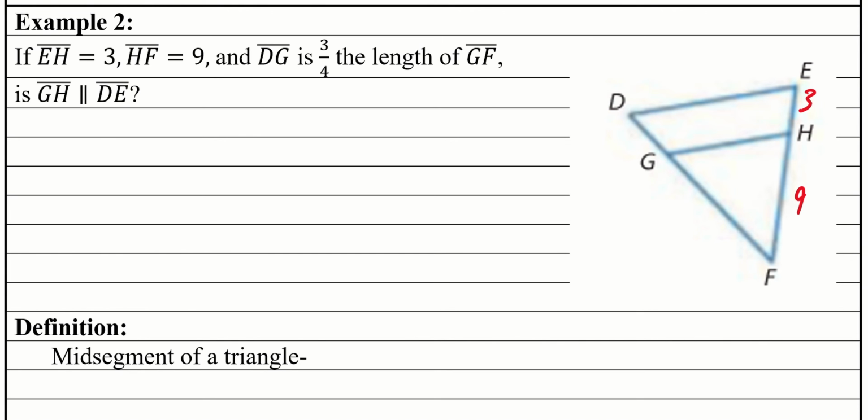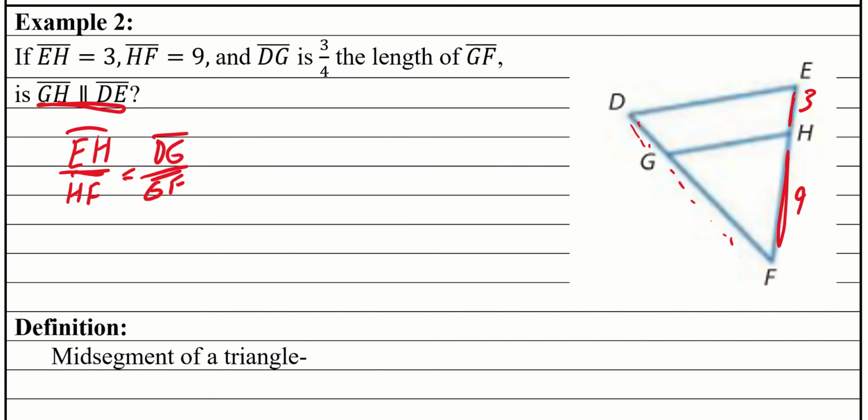Okay. And remember, if I want to show if these lines are parallel, I need to see if these side lengths are proportional. So in other words, if they were parallel, then I would need to know that EH over HF, those two pieces here, would have to be the same thing as the other side, DG and GF here. DG and GF. Okay? So let's set these two fractions up and see if that's going to come out to be the same or not.